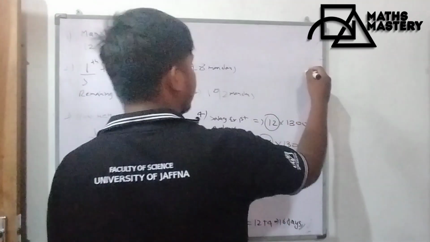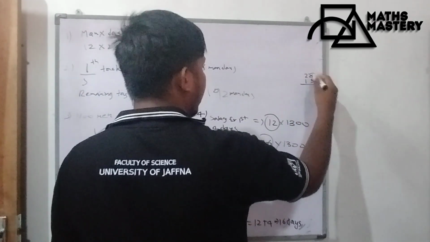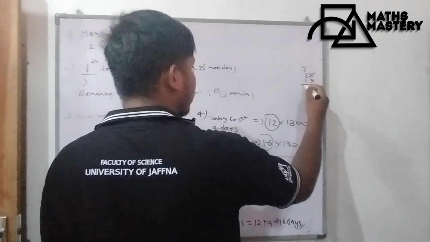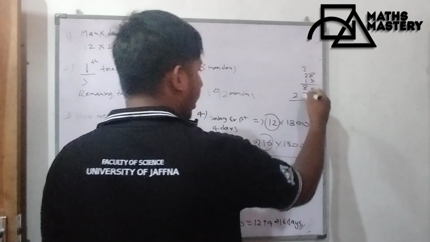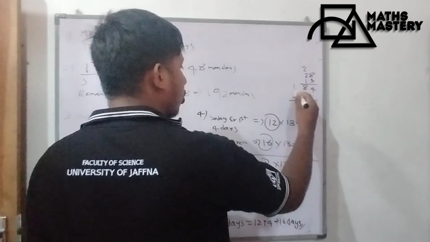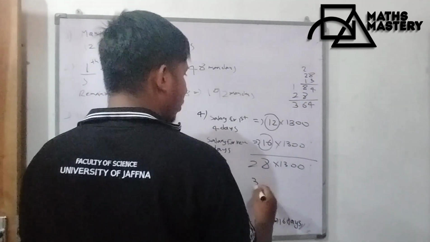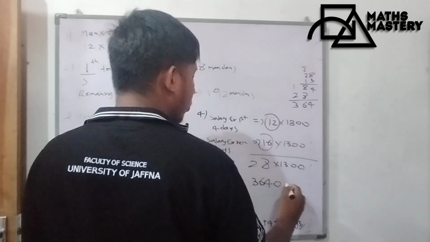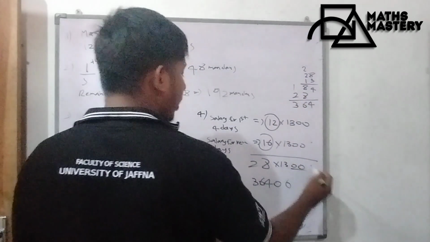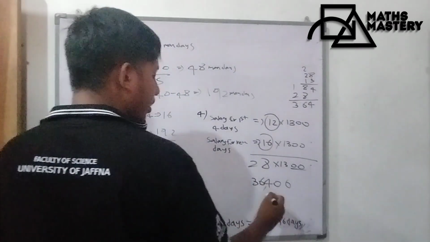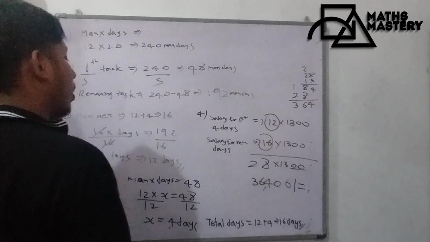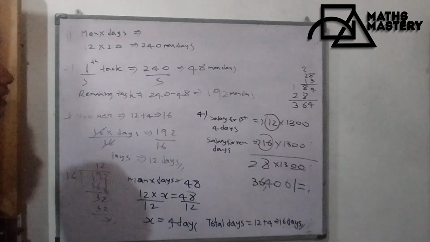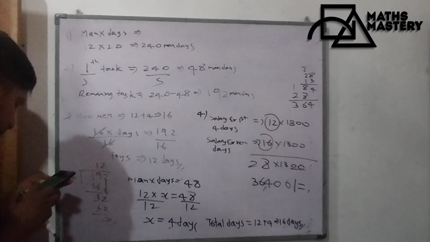Let's multiply and see. 28 times 13: 8 times 3, 24; 3 times 2, 6, 6 plus 2, 8. 8 times 1, 8; 2 times 1, 2, 4. 8 plus 8, 16; 2 plus 1, 3. So the answer is 36400. Two zeros here, make sure to put the two zeros. 36,400 rupees. You should pay as a salary 36,400 to complete this entire task. Clear? Okay, let's go to the next question now.